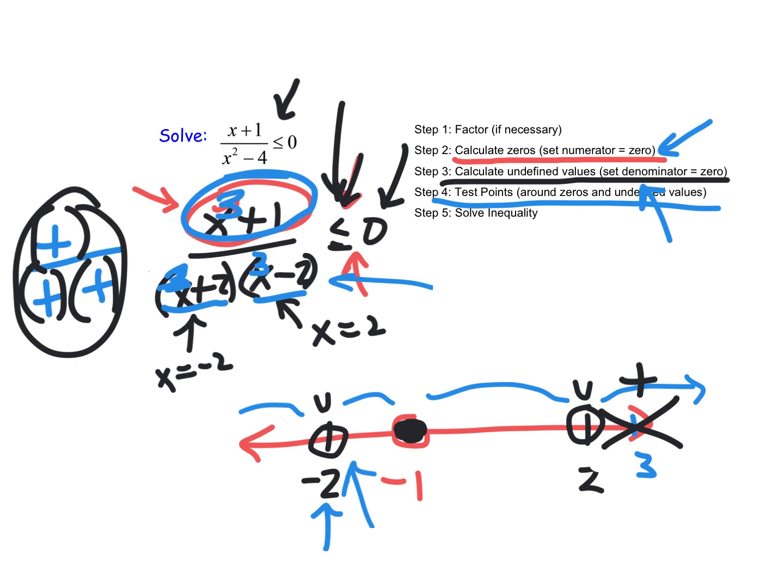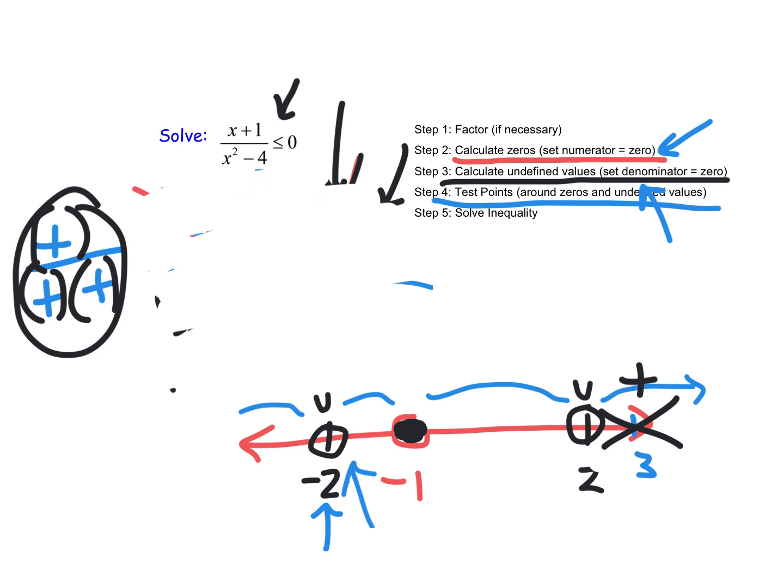All right, I've been talking a lot, and I hope that you have been paying really good attention. So far, we just figure out the things that make the top 0, the things that make the bottom 0, figure out whether to fill in those spots or not, and now we're testing numbers, and we get a little chart like this where it's positive over positive and positive over negative, and we figure out if the thing actually equals or is less than or equal to 0.